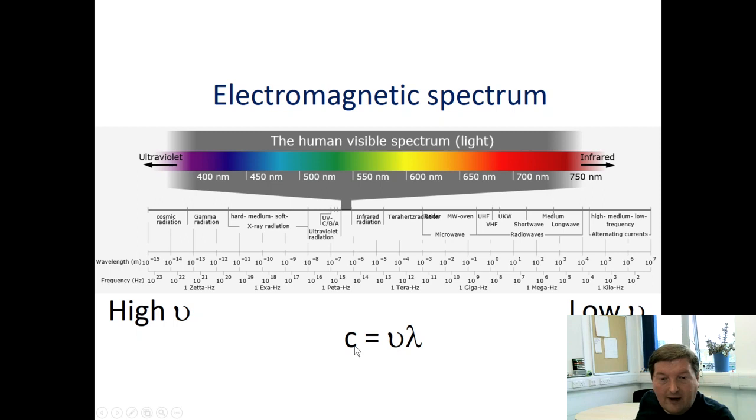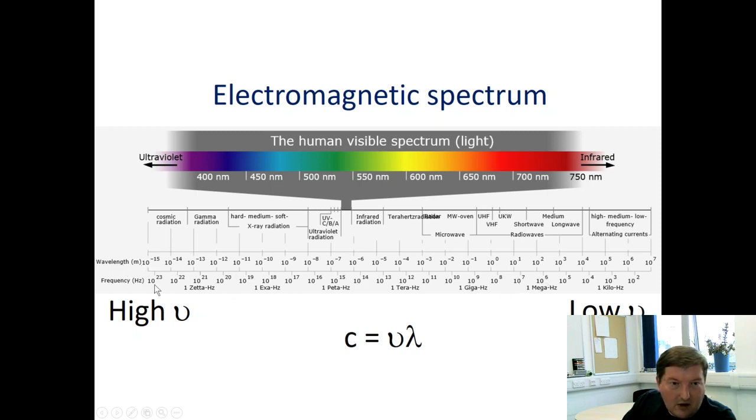You can look up the value of that online, and if that's a constant, then if you halve, say, lambda, you get a double mu. So they are inversely proportional. C equals mu lambda.